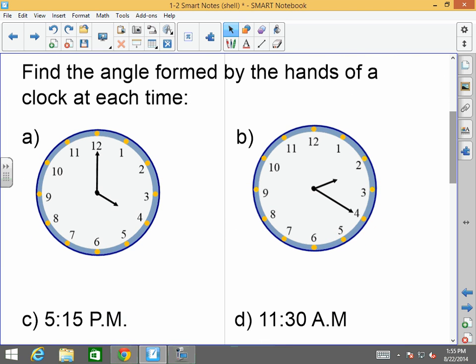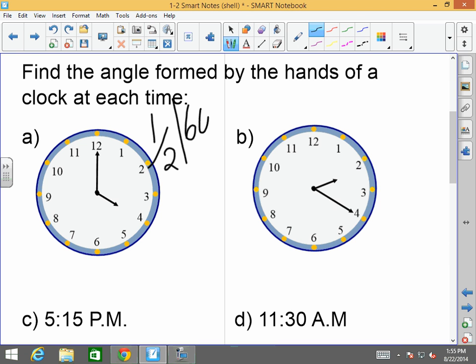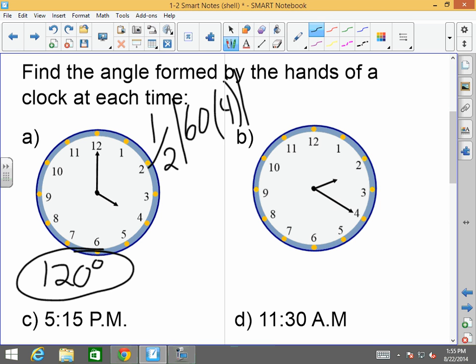Find the angle formed by the hands of a clock at each time. Well, for A, I tried to do the best that I could here, guys. It's 4 o'clock sharp. So this is simply going to be 1/2 of the absolute value of 60 times the hour hand value, which is 4. And that's 1/2 of 240. So this will be 120 degrees. Pretty simple. Does that make sense?